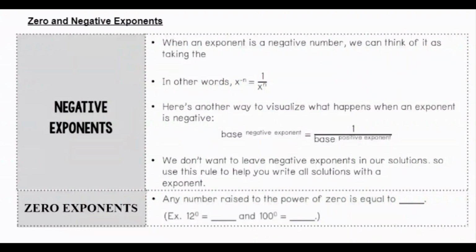First, looking at negative exponents, when an exponent is a negative number, we think of it as taking the reciprocal. What that means is if we have x to the negative n power, then it's 1 over x to the n, because it's in the numerator. The reciprocal of being in the numerator would then be in the denominator. Or we could also have 1 over x to the negative n. This is in the denominator, so it would go to the numerator, which would be x to the n.